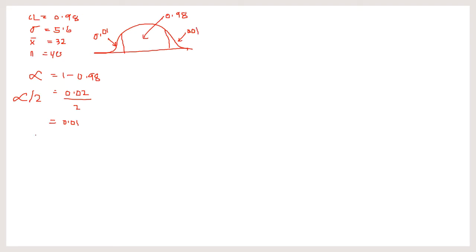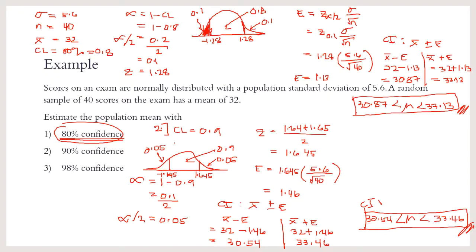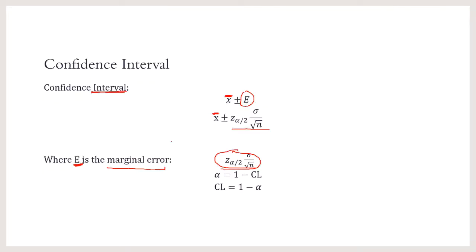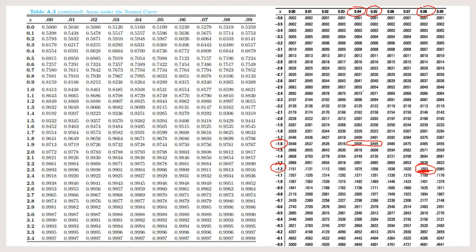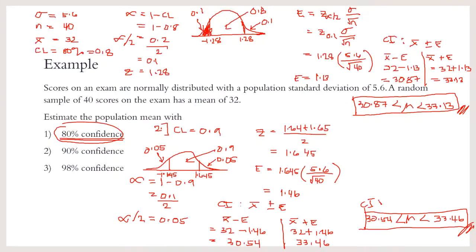So from the table, we have to locate again which z-score would give us a 0.01 area. So we have here 0.01. Which among these is the closest? So we'll have 0.102 and 0.099. That gives us the z-scores of 2.32 and 2.33. So let's just average that one.